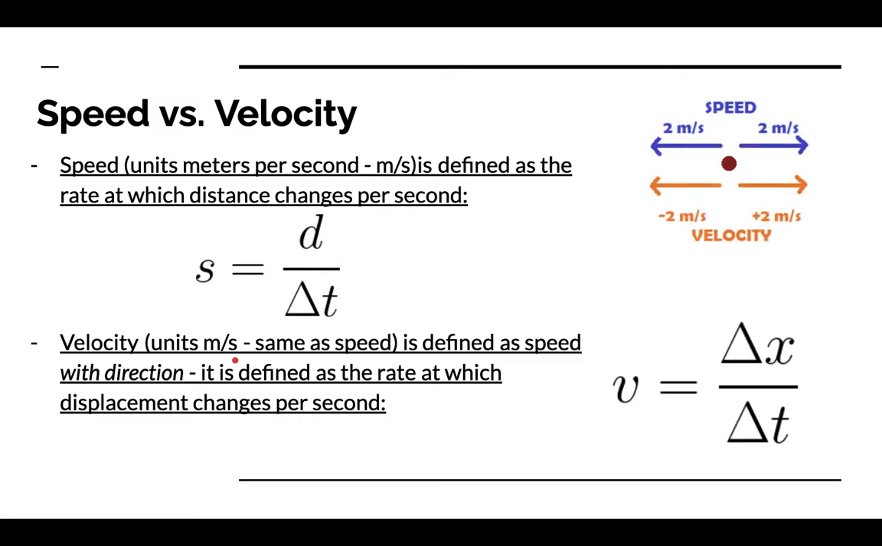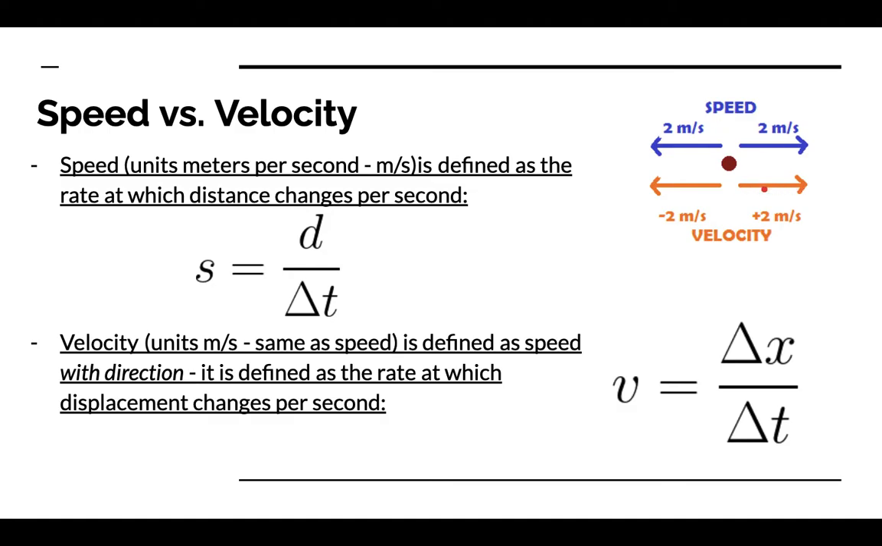An example illustrating the difference between speed and velocity is if we look at this diagram right here, okay? If we have an object that's heading 2 meters per second to the right and another object heading 2 meters per second to the left, they're both going to have the same speed, 2 meters per second, but they will have different velocities, okay?